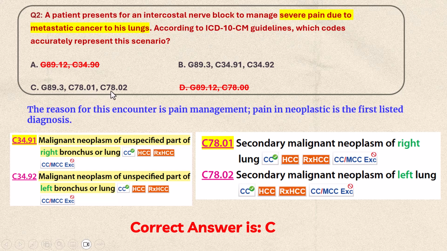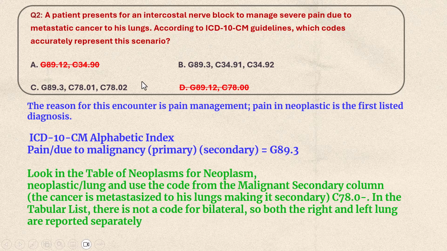C78.01, and C78.02. If you go for the real world scenario, you have to go to the index. In the index, first you have to find the code for the pain. So go to the alphabetic index, go to pain. There you have to find due to malignancy, primary or secondary. It will lead you to G89.3. You have to go back and check the tabular list.